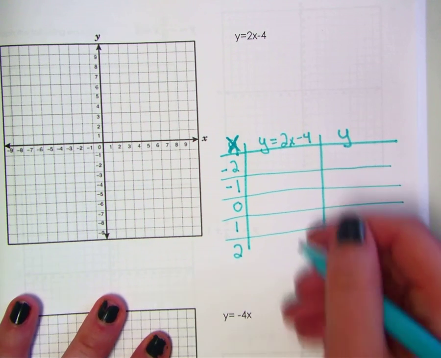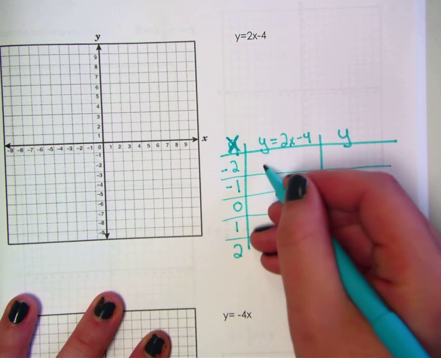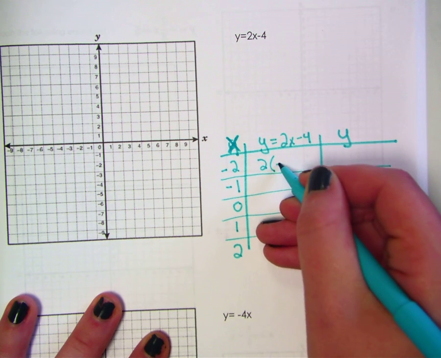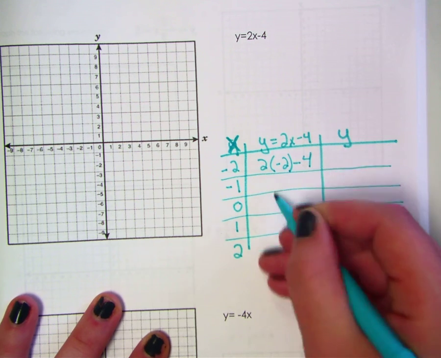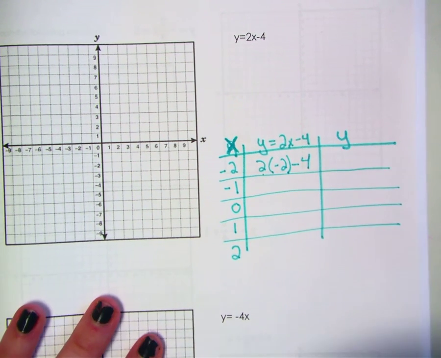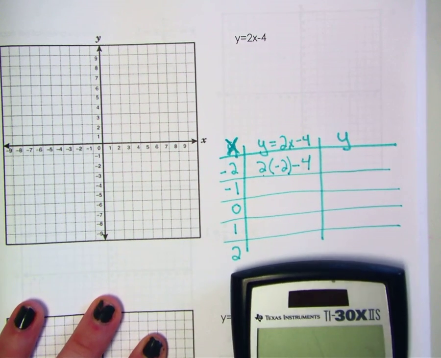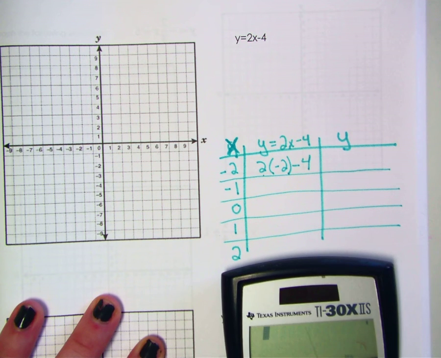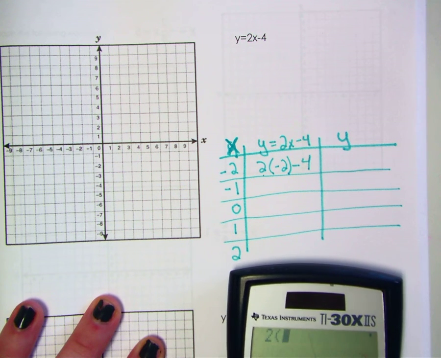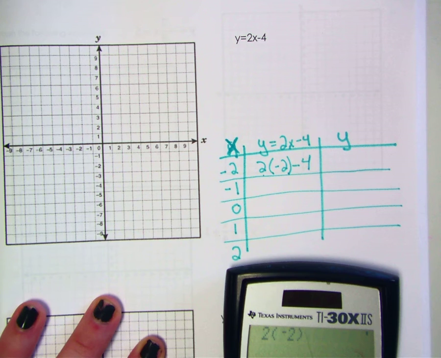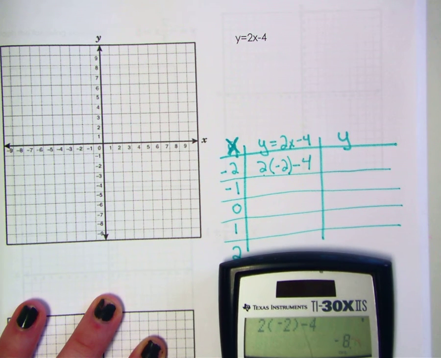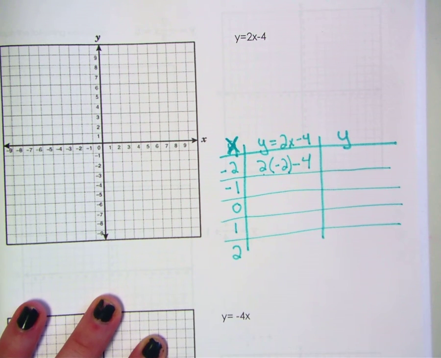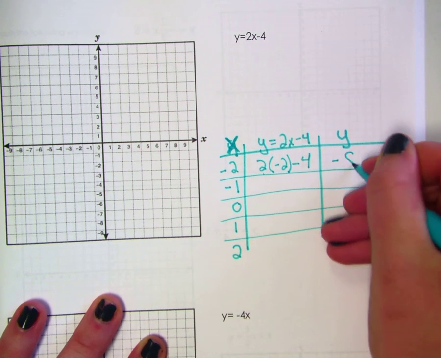Alright, so I'm going to plug in -2 into my equation here. 2 times -2 minus 4. You can type this all into your calculator as one. Just make sure you're using the symbols that is there. So positive 2 times -2 minus 4. That's going to give me -8 as my answer. So I'm just typing that in completely into my calculator, and I get -8.